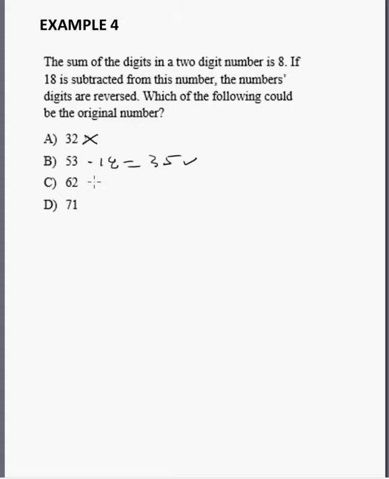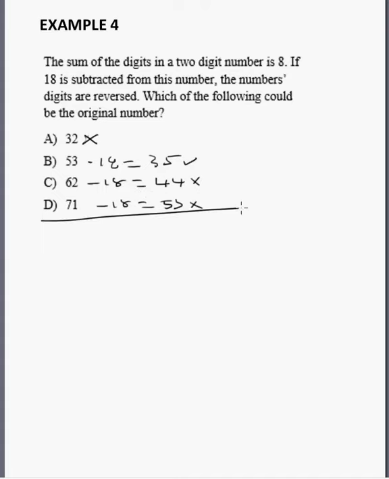Let's try 62. 62 minus 18. What do you have? 62 minus 18 is 44. And so that's not the reverse. 72 minus 18 is 53, I think. And that is not the reverse. So that means the only possible answer here is B, right? So you can use this simple logic to do the work.